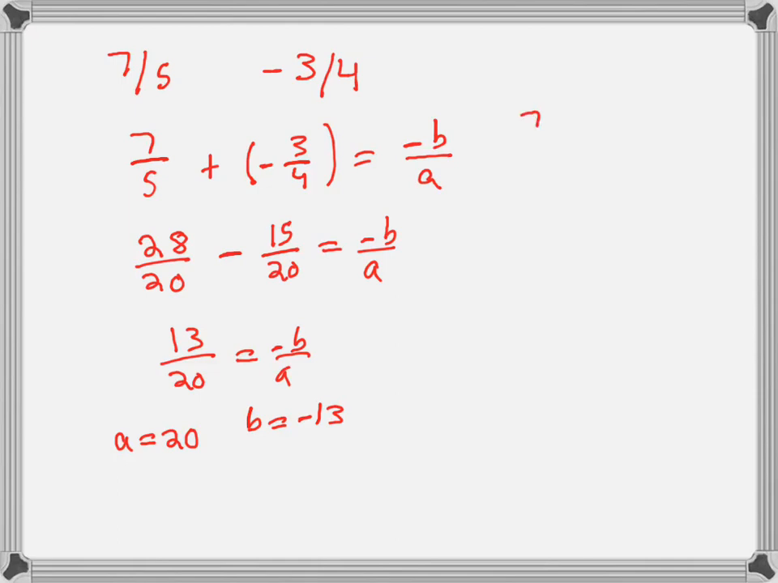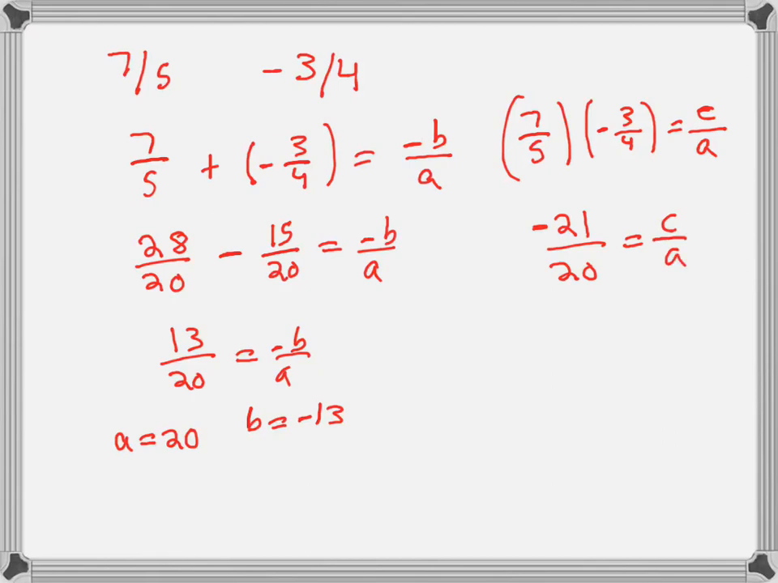So now if we have 7/5 times negative 3/4, that's going to be equal to c over a. When we multiply them, we get negative 21 over 20 equals c over a. So obviously a is going to be the same thing. A just equals 20. C is going to equal negative 21. And if we write our equation, we get 20x squared minus 13x minus 21 is equal to 0. So really not that bad.